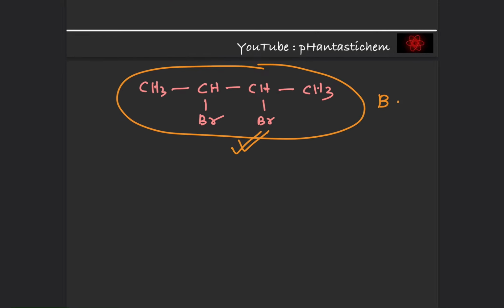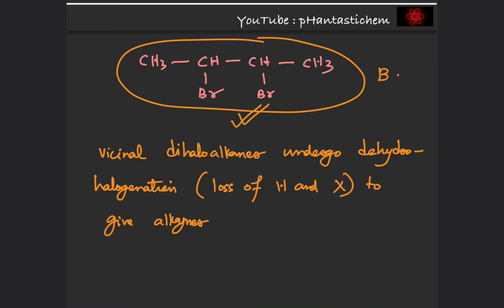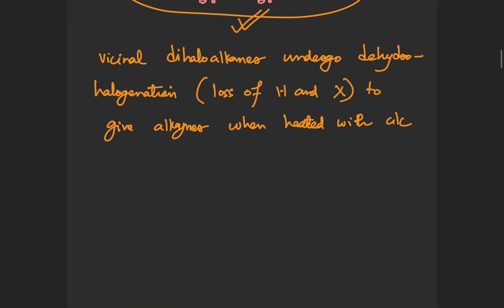Okay, so vicinal dihaloalkanes undergo dehydrohalogenation, that is loss of H and X, to give alkynes when heated with alcoholic solution of KOH or sodamide NaNH2.